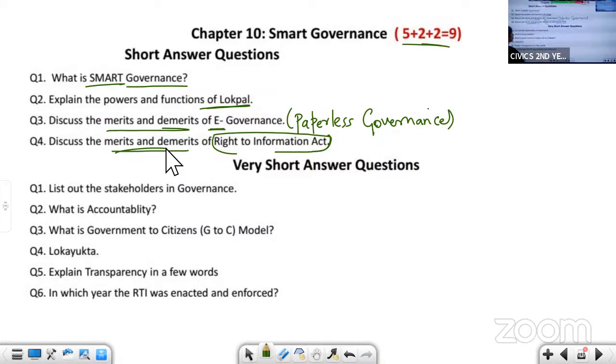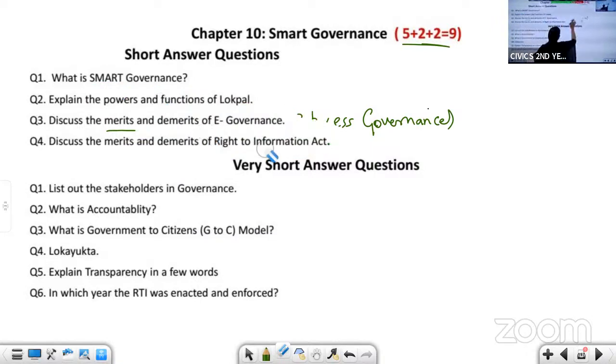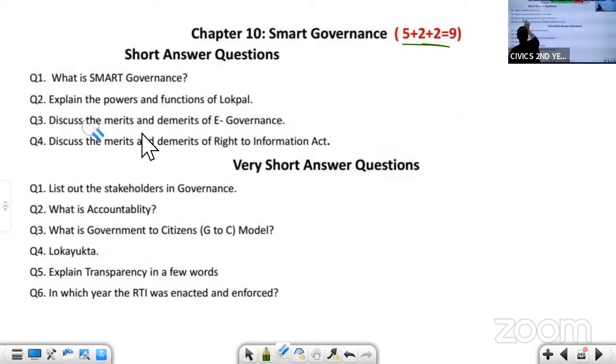So these are the 4 important SAQs. You can expect 1 question out of these 4 questions for sure. 100%, you will get 1 question out of these 4 questions.